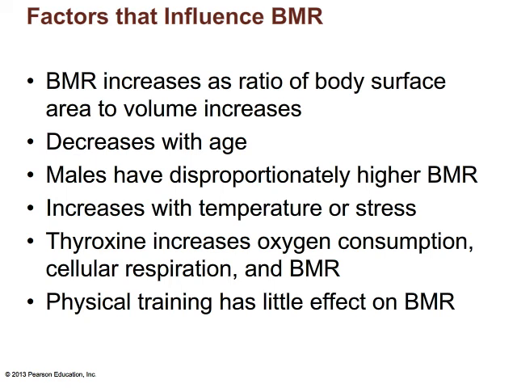So here are some factors that influence the basal metabolic rate. In general, BMR tends to increase as the ratio of body surface area to volume increases. Basically what this means is that smaller people tend to have proportionally higher metabolic rates than larger people. The basal metabolic rate also decreases with age. That is, as you get older, you need fewer calories to maintain your BMR. Males tend to have a disproportionately higher BMR than females. That's because in part they have more muscle tissue, and this muscle tissue requires more calories just to keep it going. BMR also increases with temperature or stress.